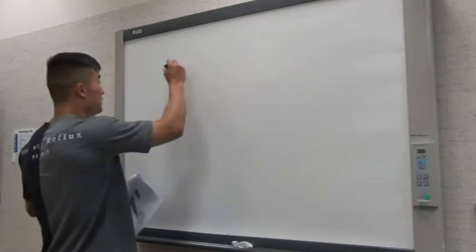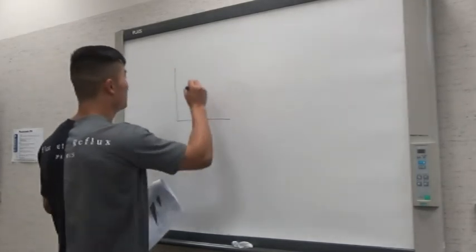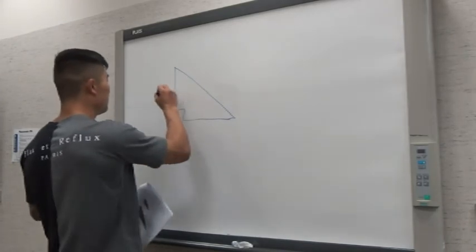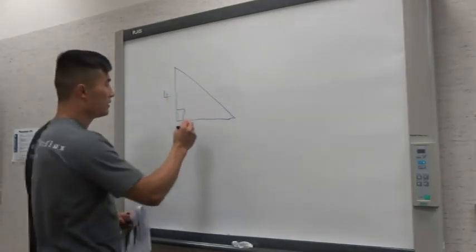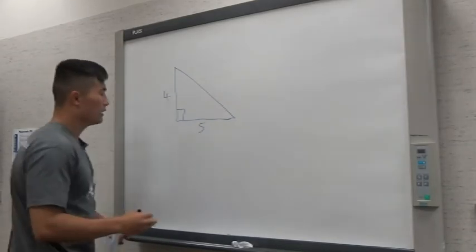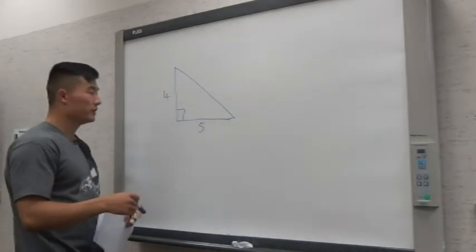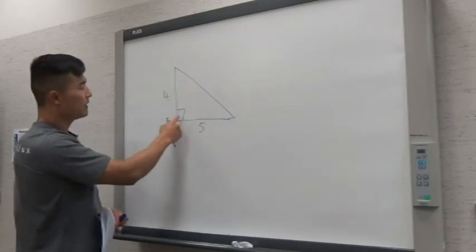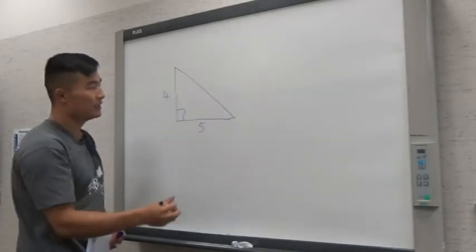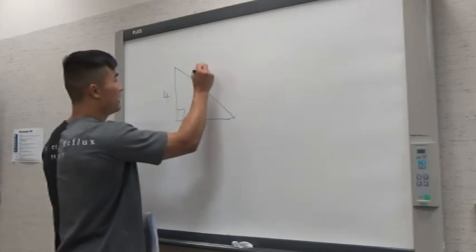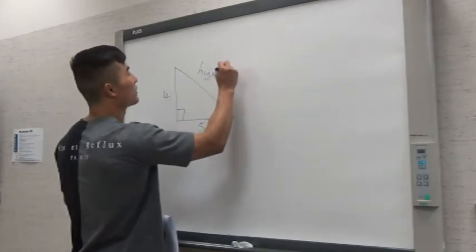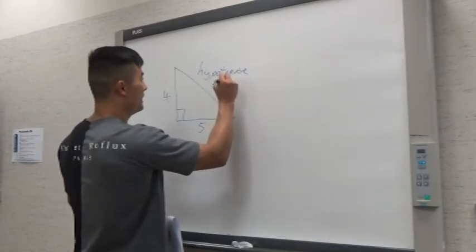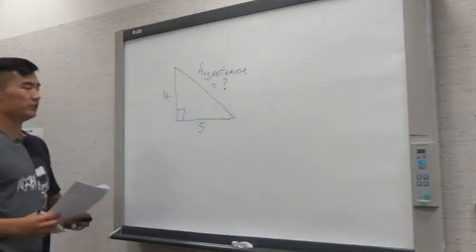We have a right angle triangle, and we know the length of two sides. So of course, the side that's going to be opposite our right angle, or the longest side, is going to be our hypotenuse. And we would like to find out what the length of the hypotenuse is.